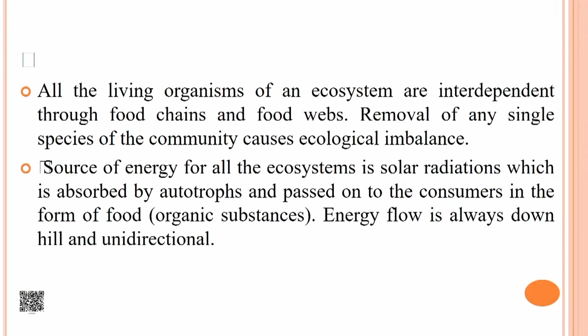The source of energy for all ecosystems is solar radiation, which is absorbed by autotrophs and passed on to the consumers in the form of food. Energy flow is always downhill and unidirectional. Trophic relationships of the organisms in an ecosystem can be represented graphically in the form of ecological pyramids. The base of the pyramid represents the producers and successive tiers represent subsequent higher levels.